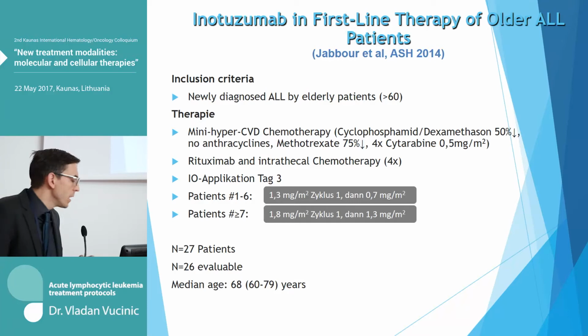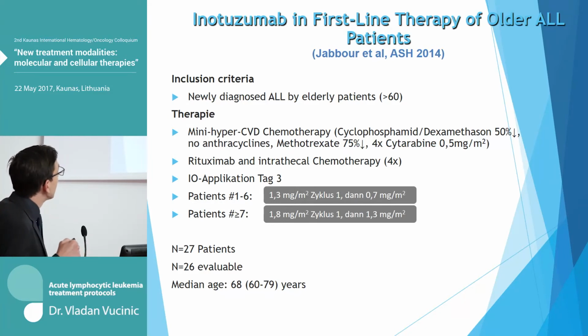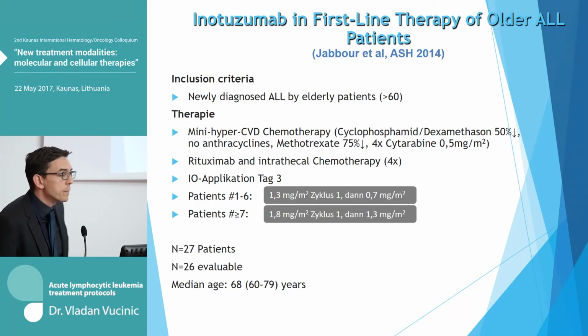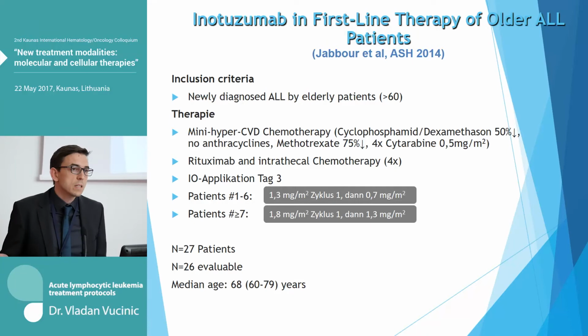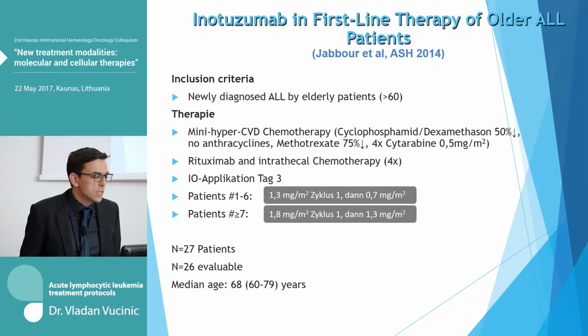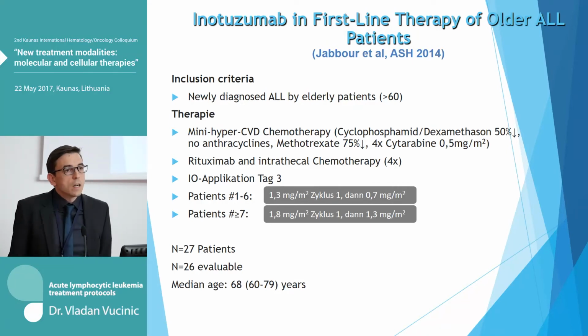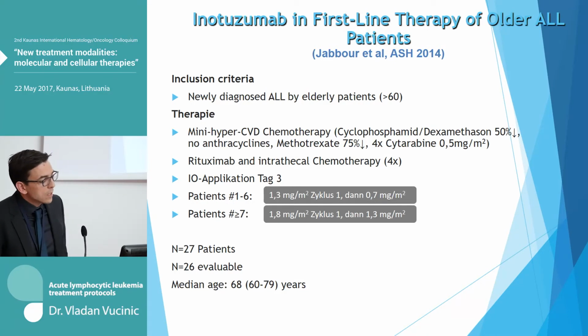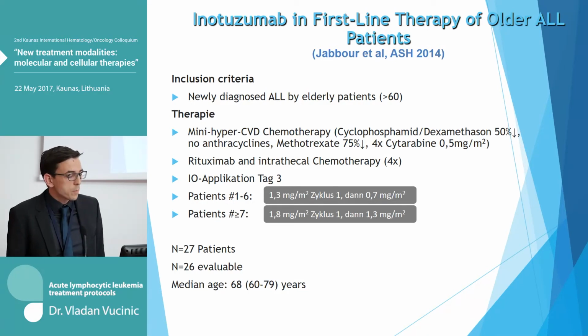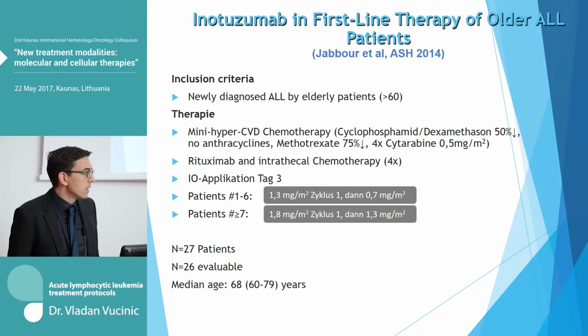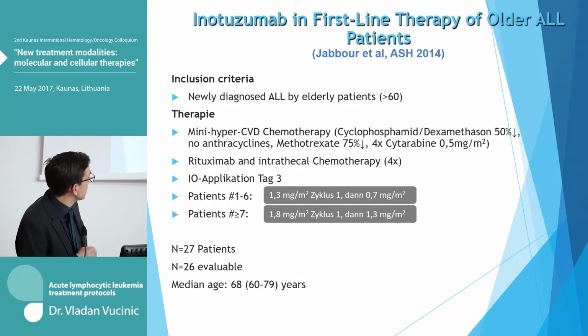If you can see, dexamethasone was reduced to half, methotrexate to 75%, and the anthracyclines were removed from hyper-CVAD. So it was not hyper-CVAD anymore, but hyper-CVD. And instead of adriamycin, they put inotuzumab ozogamicin in an age-adapted dosage.